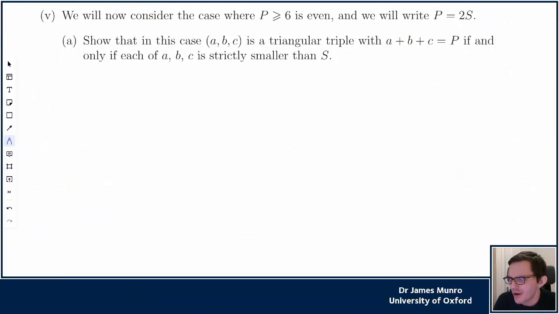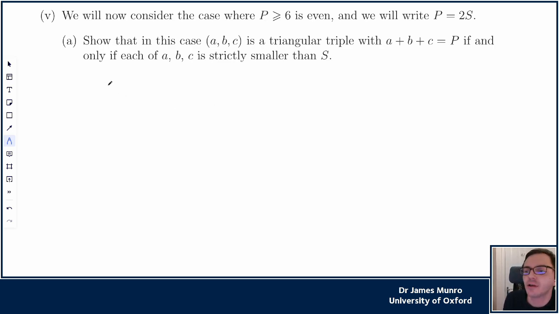Part 5. We're now writing p equal to 2s, and we're supposing that p is bigger than or equal to 6 for part 5. Okay, in this case, we're going to show something about triangular triples. We're going to find some inequalities on the side lengths. So here's how this is going to work. We know the perimeter. We want to show that none of the sides can be too big.